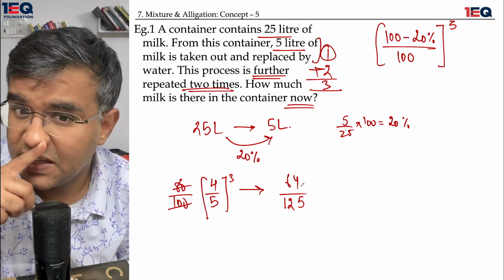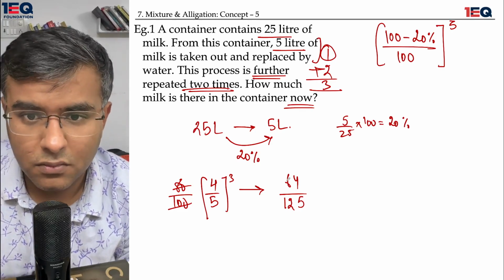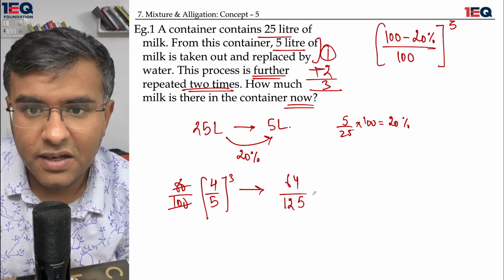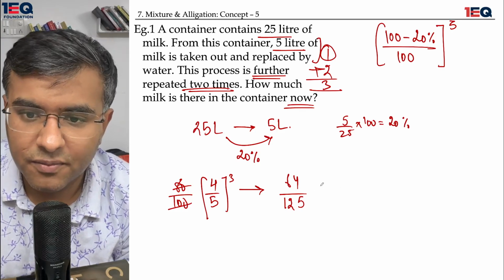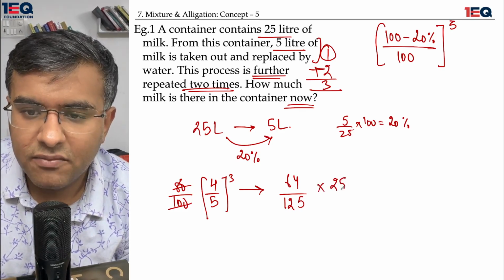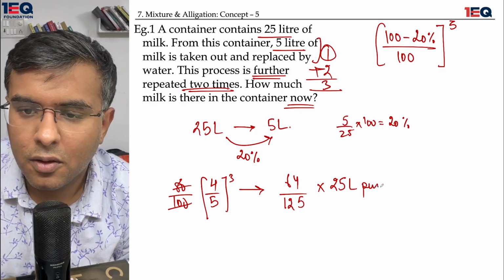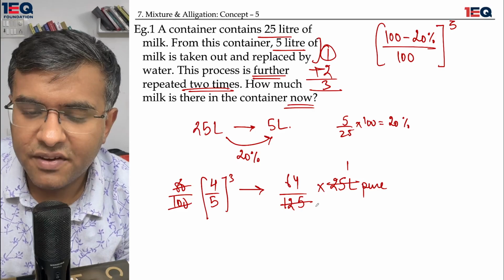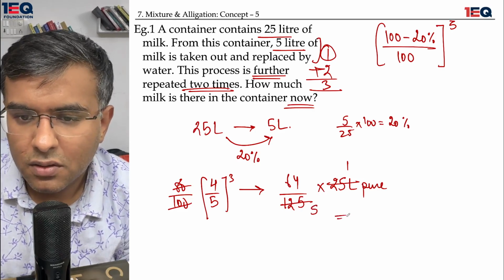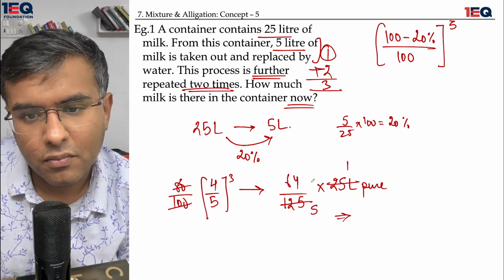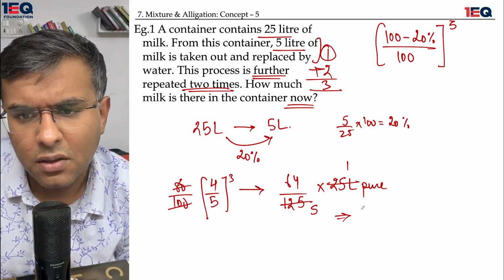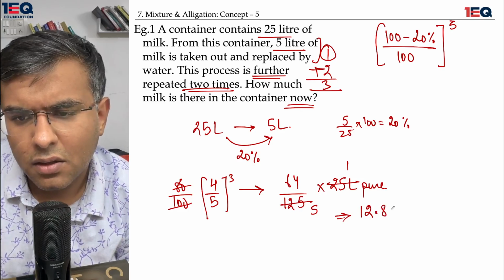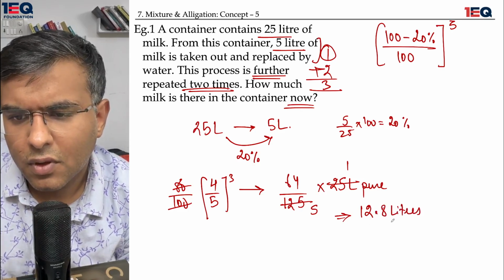How much milk is there in the container now? This is the question. The percentage or the ratio of milk left behind is 64 upon 125. If I multiply the same with 25 liters of pure milk, I will get my answer. 25 ones are 25, fives are 5. This would give me my answer, which is nothing but 12.8 liters.